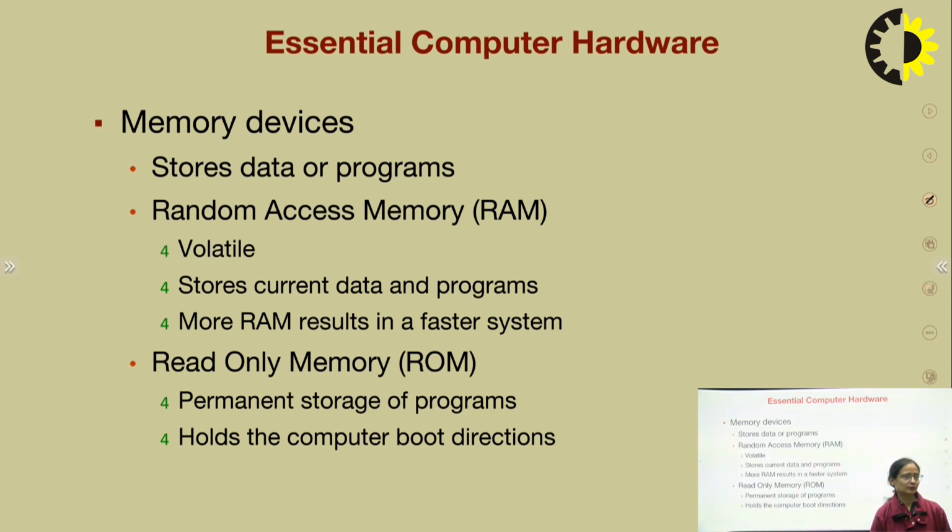Memory devices store the data or the programs. Here we have 2 types: one is RAM and the other is ROM. RAM is volatile, and it stores current data and programs. More RAM results in a faster system. ROM is a permanent storage of programs, and it holds the computer boot directions and other functionality we need when we initialize the system. That is, when you boot up your system, the very first instruction which gets executed is written in the read-only memory.